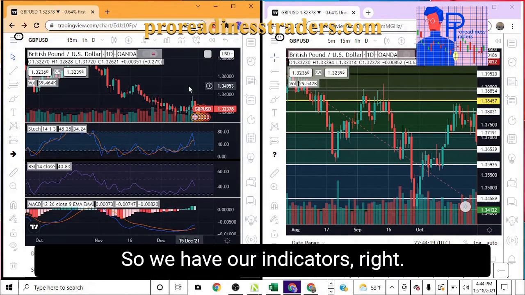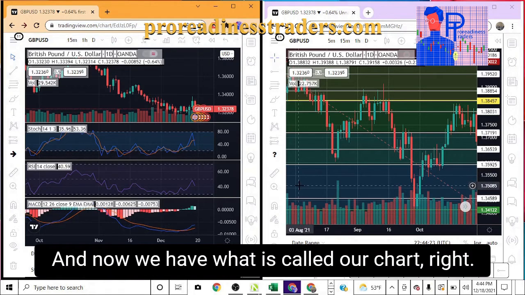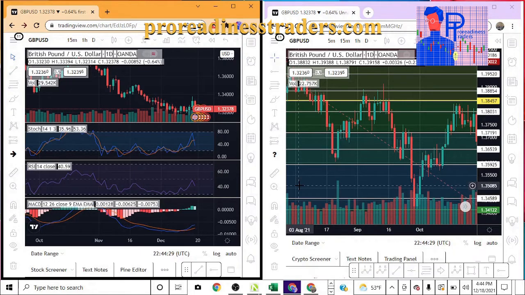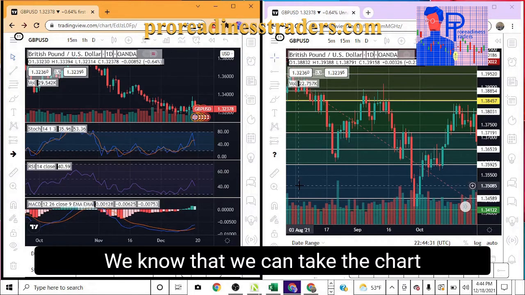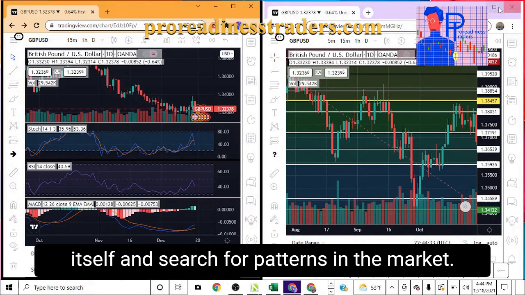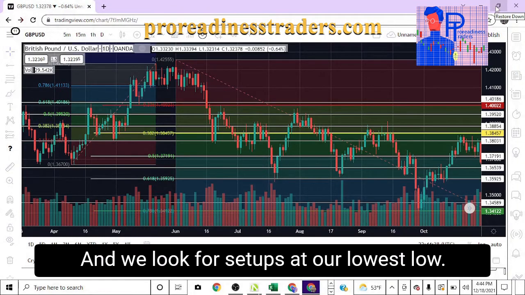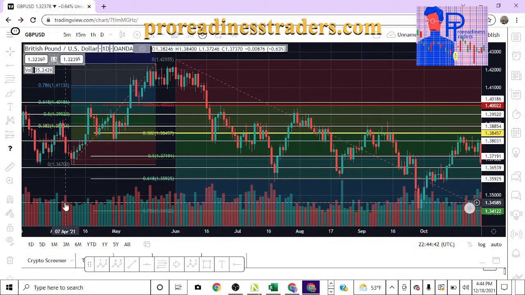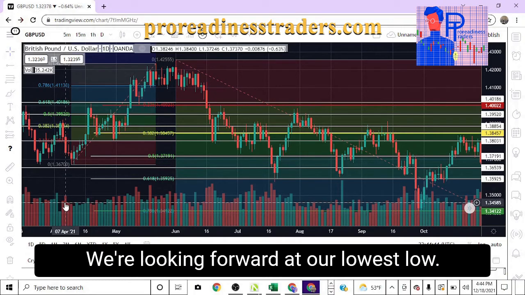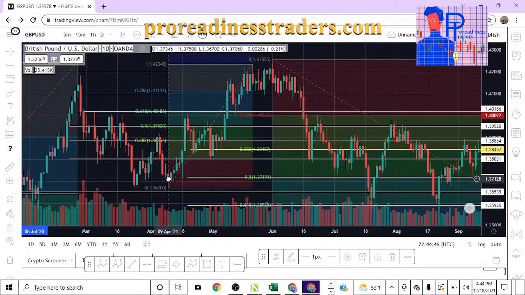Okay, so we have our indicators, right? And now we have what is called our chart, right? We know that we can take the chart itself and search for patterns in the market. We talked about that, right? And we look for setups at our lowest low, right? We're looking for it at our lowest low.